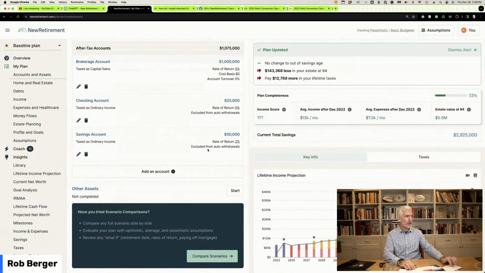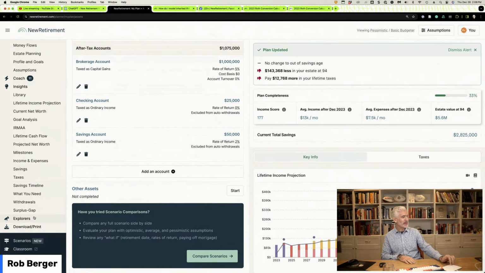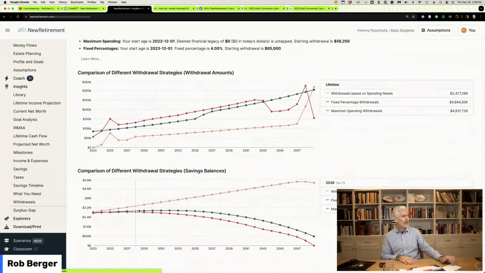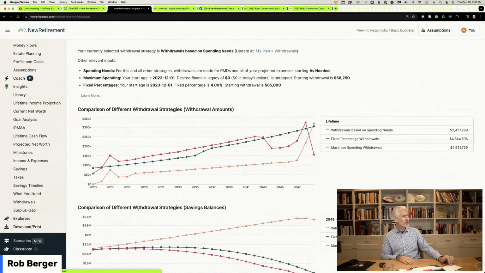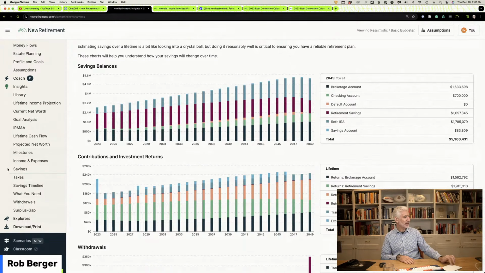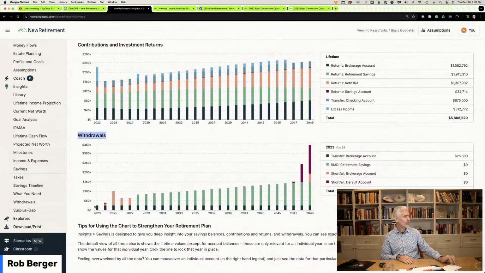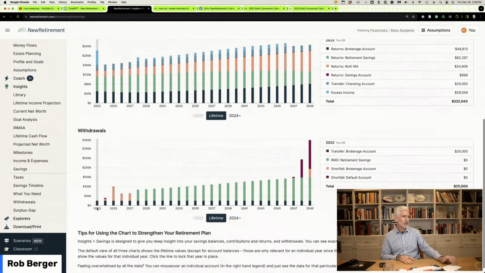Now, by the way, again, how do we look under the hood at what New Retirement is doing? Well, we come down to insights. One thing that's interesting is you say, okay, Rob, let's see how it's withdrawing all this money. You may think, all right, we'll go to insights, withdrawals. And this is not very satisfying. And it turns out that if you want to see where your money's being taken out of, you don't actually go to withdrawals. I know, a little confusing, at least to me. And I'm never sure. I think it's savings. Yeah. The savings tab or insight is really powerful. Here we go, withdrawals. So we can see in 2023, there's one transfer.